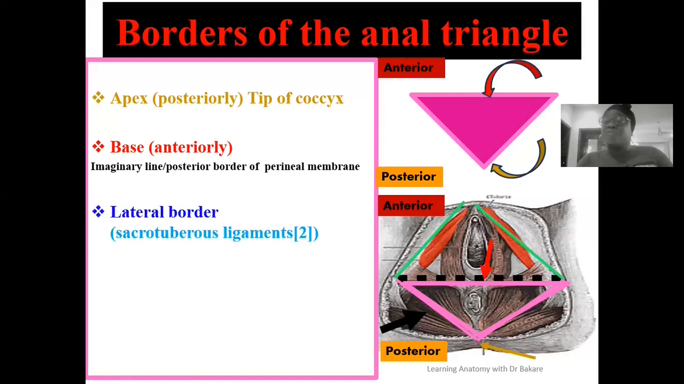We also have the lateral borders. Remember, we said that it is a three-sided configuration. So on both lateral sides, we have the sacrotuberous ligament here highlighted in white. We have two: we have one on this side, and we have another one on the other side.